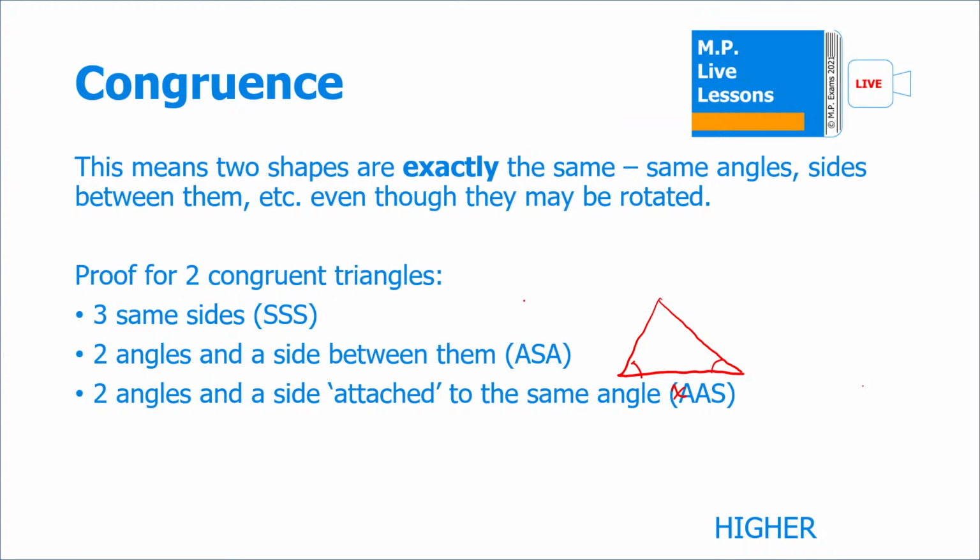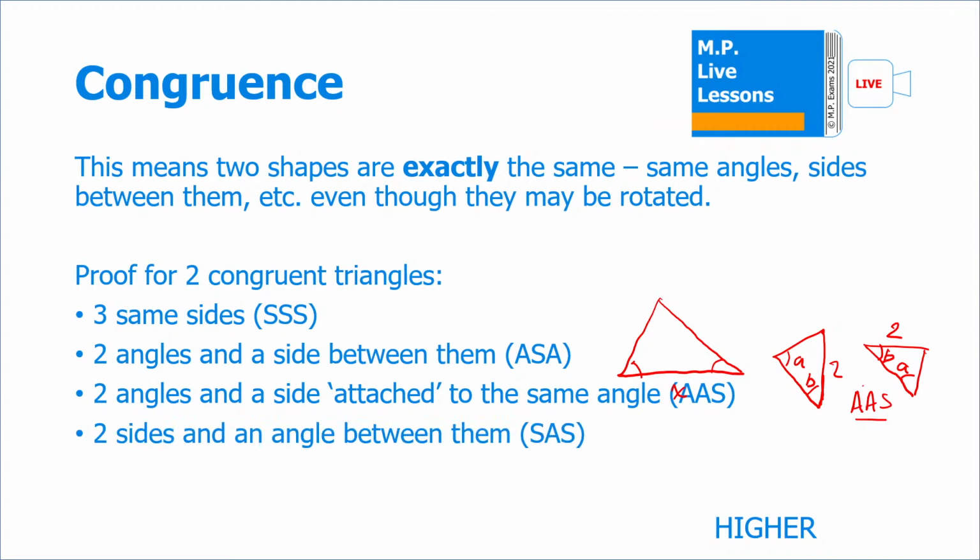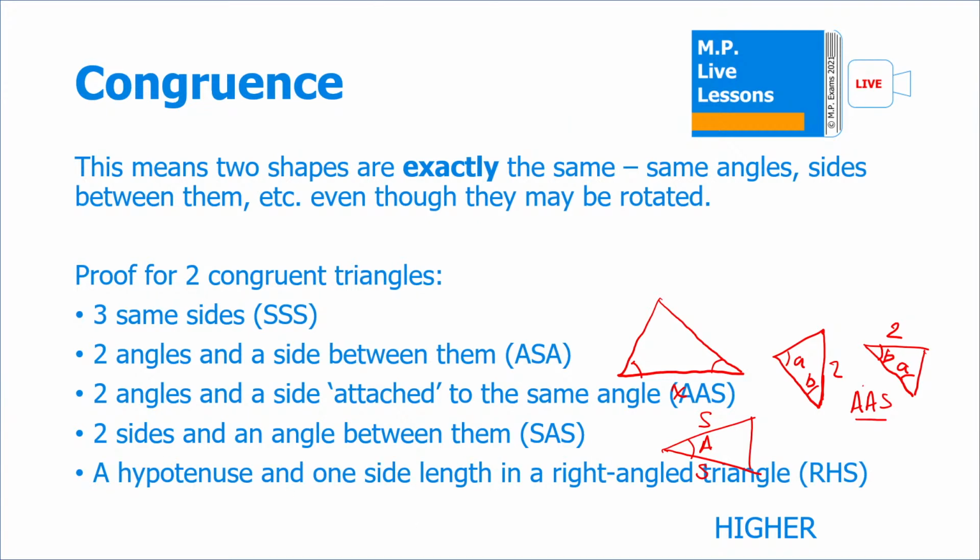For example, if I had angle A, angle B, then a side length of, let's say, 2, you can see that this angle A is opposite to the numbered side. Then this numbered side also attaches to angle B. So if I draw it differently, like 2 here, then angle A, then B, this would be AAS, congruent. Another one could be two sides and an angle between them. And then the last one would be hypotenuse and one side length in a right angled triangle. This is because of Pythagoras.